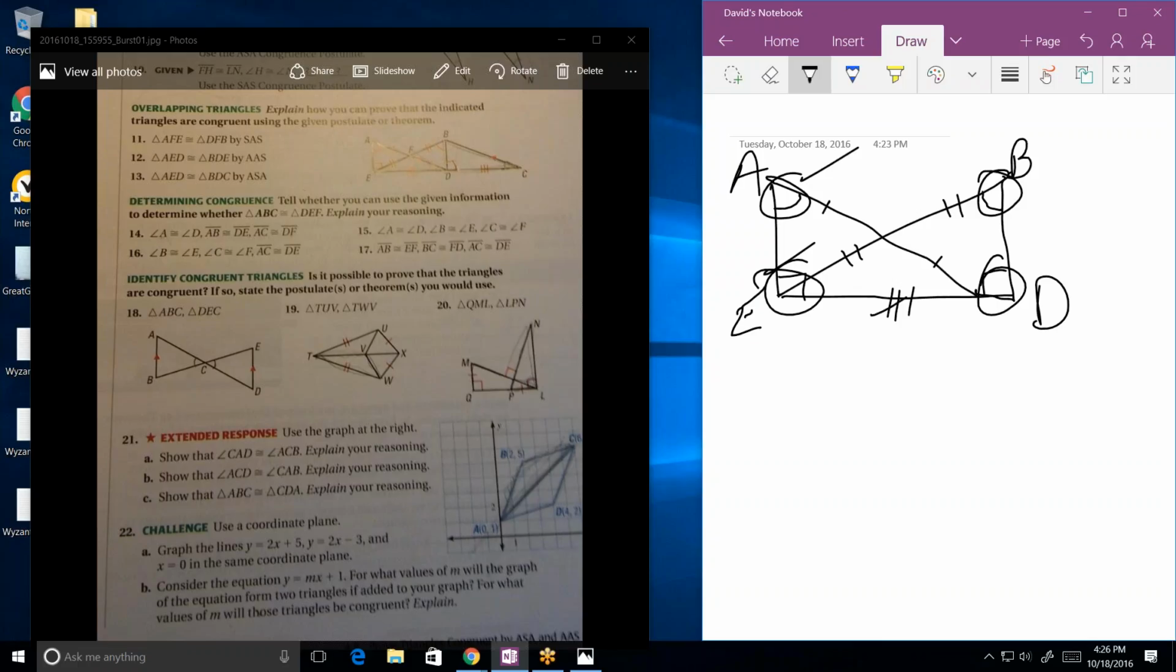Okay, and finally, AED is also congruent to BDC by angle, side, angle. Well, let's see, if I draw BDC here, and that's 3. And wait, is ED equal to DC? I can't quite tell from the picture. Give me a second.